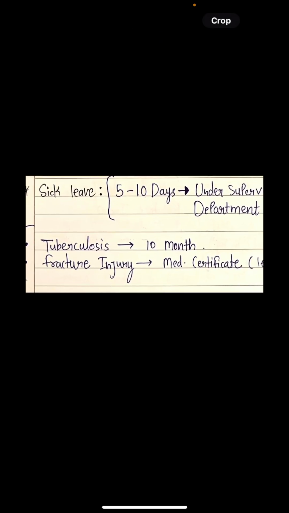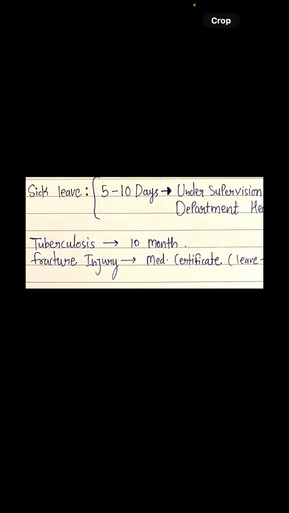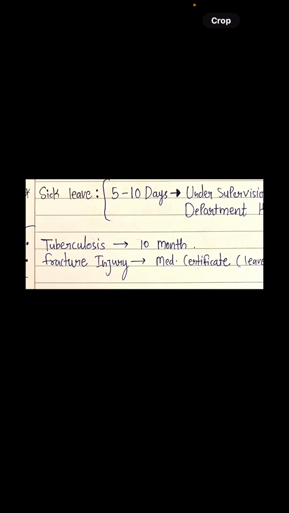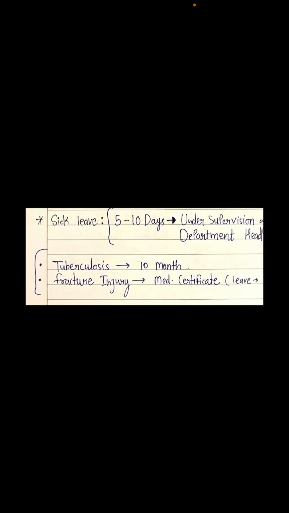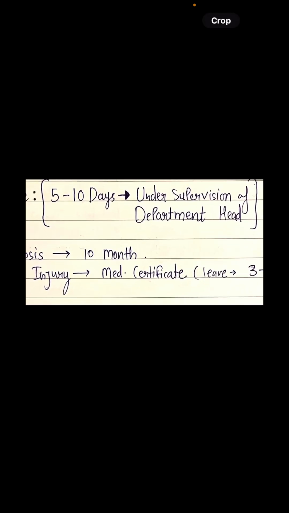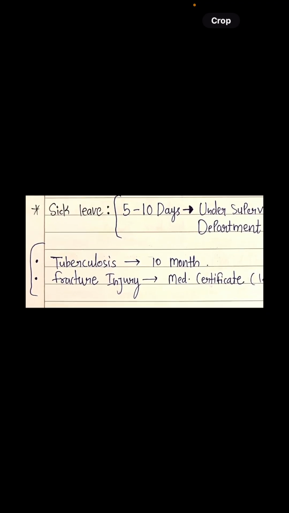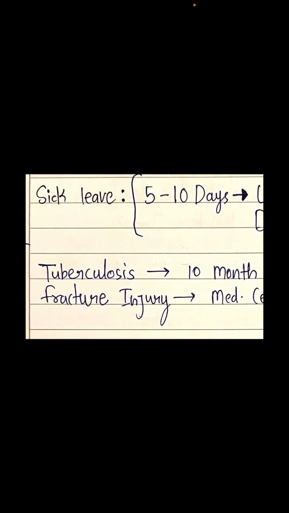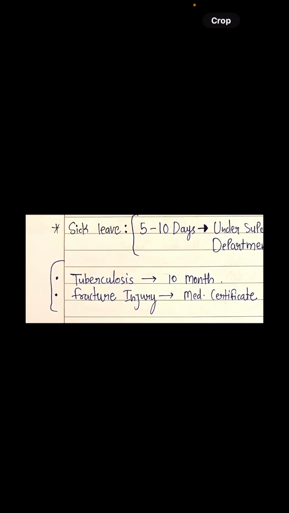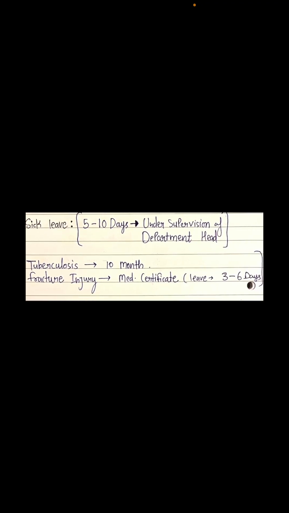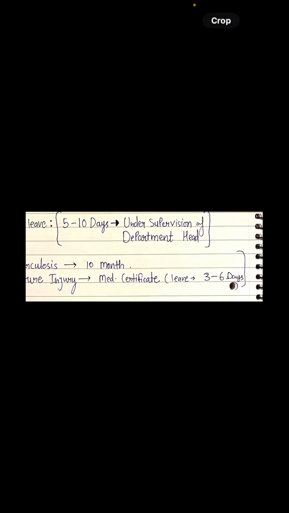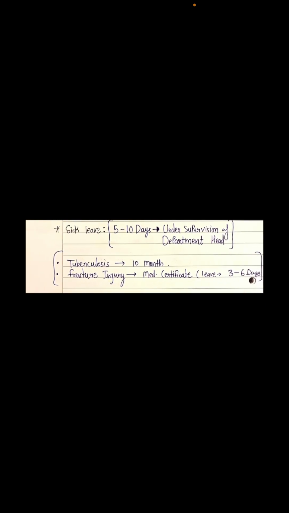About the sick leaves in Ukraine. If a person requires sick leave for 5 to 10 days, it will be given under the supervision of the department head. For tuberculosis in Ukraine, they provide leave for 10 months. For a fracture or some normal injuries, the medical leaves are for 3 to 6 days.